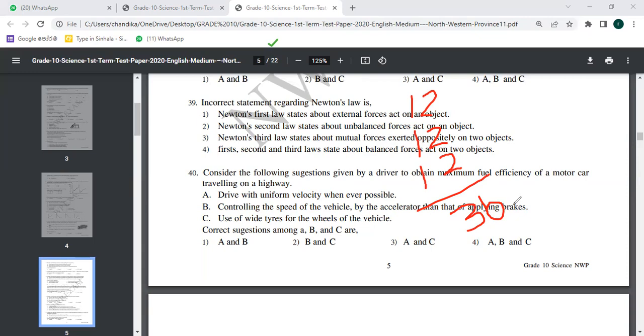There are 12 questions from biology, 12 from chemistry, and 12 from physics. Then all together, how many questions are there? 36. But in paper 1, how many questions are there? There are 40 questions.